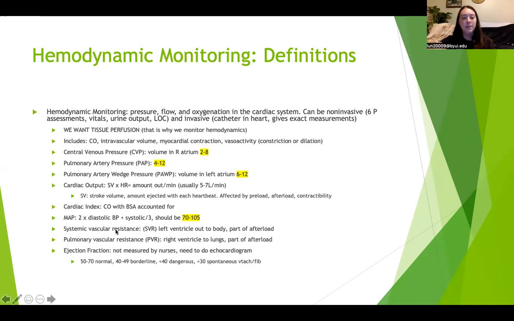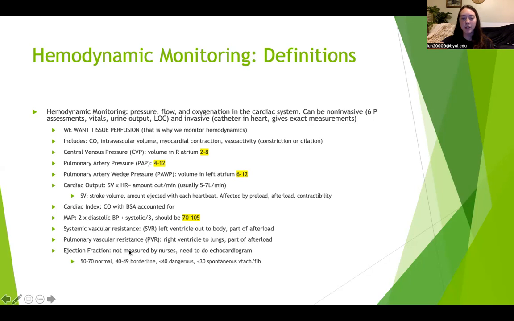Okay, systemic vascular resistance. So resistance, this adds to our afterload, okay? So it's going from the left ventricle out to the body. This is systemic, out to the body. Pulmonary vascular resistance is the right ventricle to the lungs.